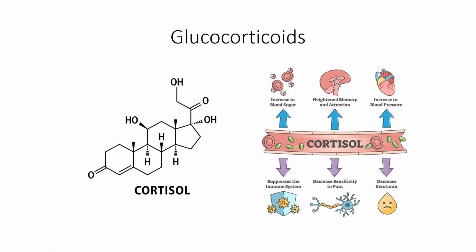Great. So we also talked about cortisol, which has many functions, very pleiotropic, some of which are increasing blood sugar because you want to make more glucose available for use, heightened memory and attention, and an increase in blood pressure, which is why people may relate stress and blood pressure, because cortisol may have a role to play there. Also decreased sensitivity to pain, immune suppression, and decreased serotonin. So that's maybe another reason to link mood disorders with cortisol levels.